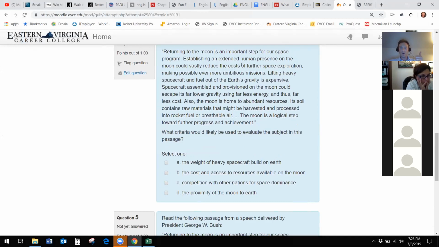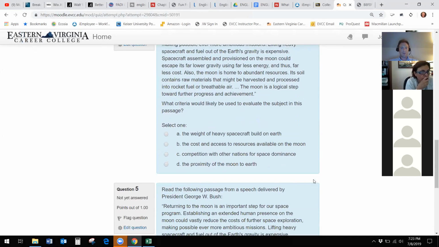So cost is one, but also the difficulty of getting these rockets up into space, which is so hard and so dangerous, in fact. And then, like what Denise mentioned, also the resources. So how would we say this? A, B, C, or D? Oh, it's B. No, A. No, wait, I'm reading from mine. Sorry. That would be the cost and access to resources available on the moon. B. Yeah, that's right.